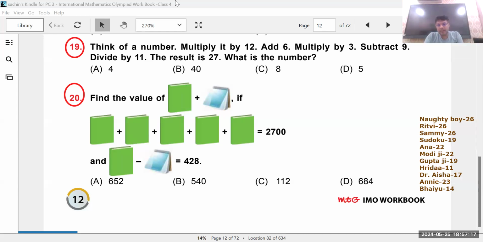Rida, are you solving or you are eating? Sir, I'm not eating. Sir, I'm solving the 19th question. Okay. Sir, 19th question is so impossible. Beta, we have done these types of questions, where we go back. Sir, we have and I got the answer. Now I'm on 20th.